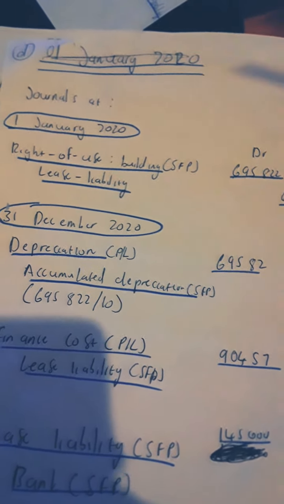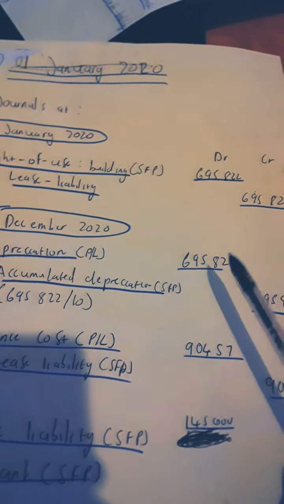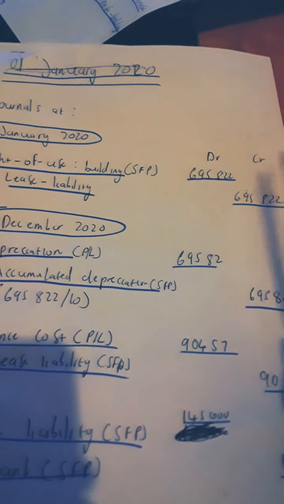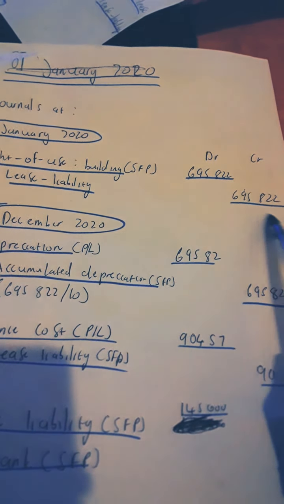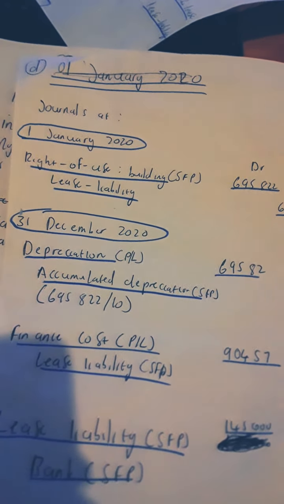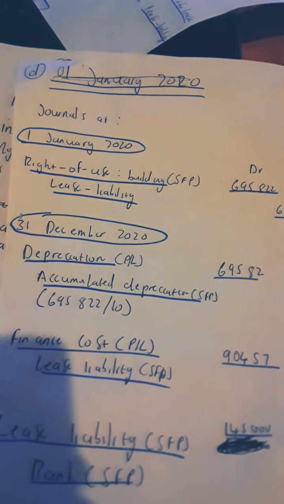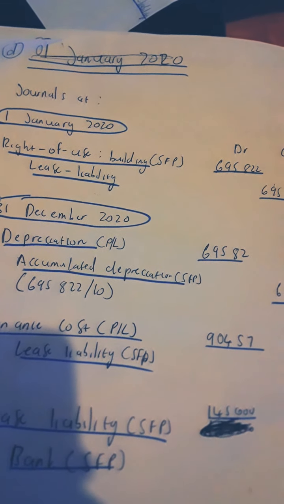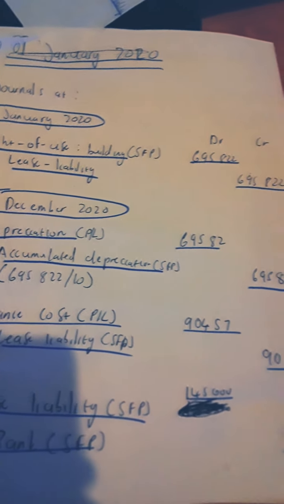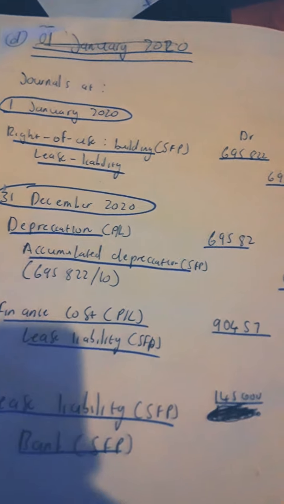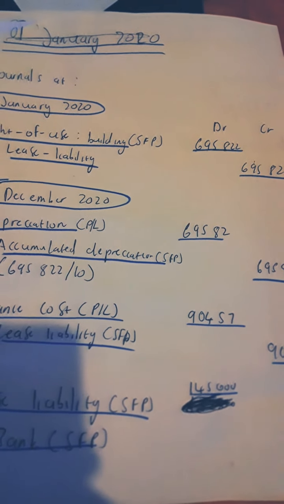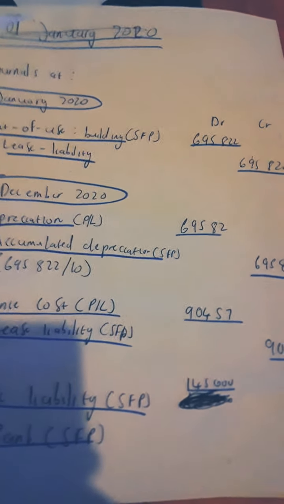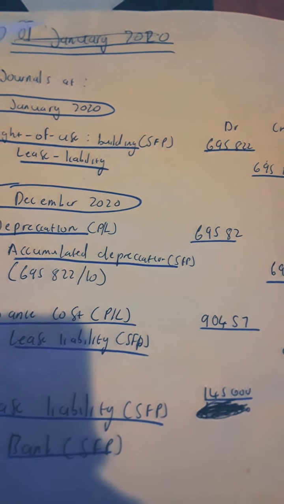So at the beginning of the year, 1st January, we had right of use asset, the building, at 695,822. That was our lease liability credited. That was on the 1st. Now, after that, nothing happened up until the year end when we have our depreciation, accumulated depreciation, you credit, and your depreciation you debit to the profit and loss. Your accumulated depreciation you credit to the statement of financial position.